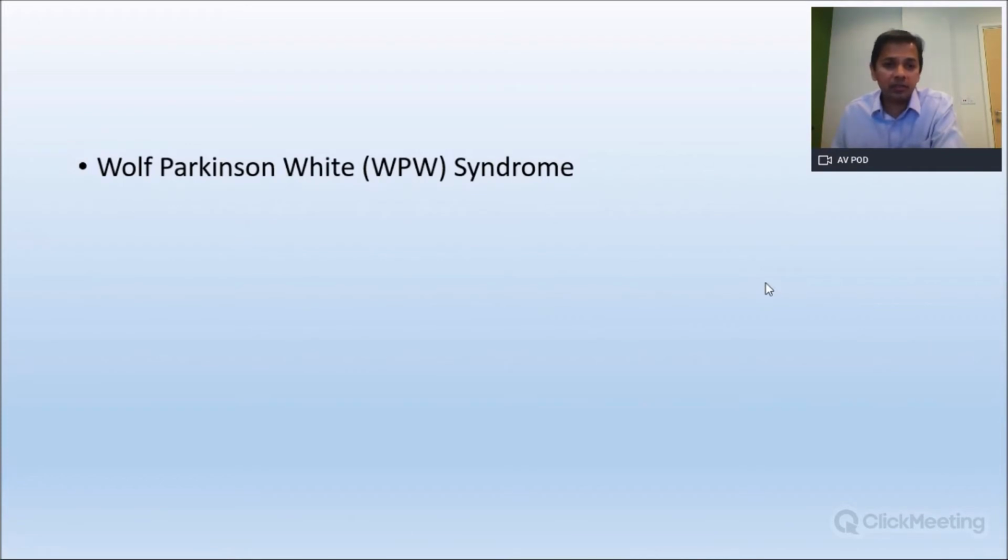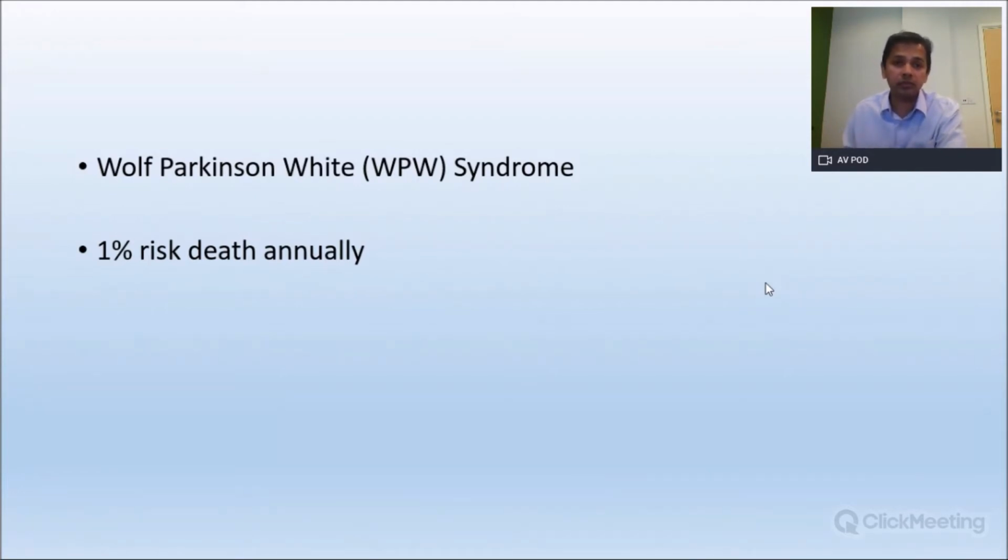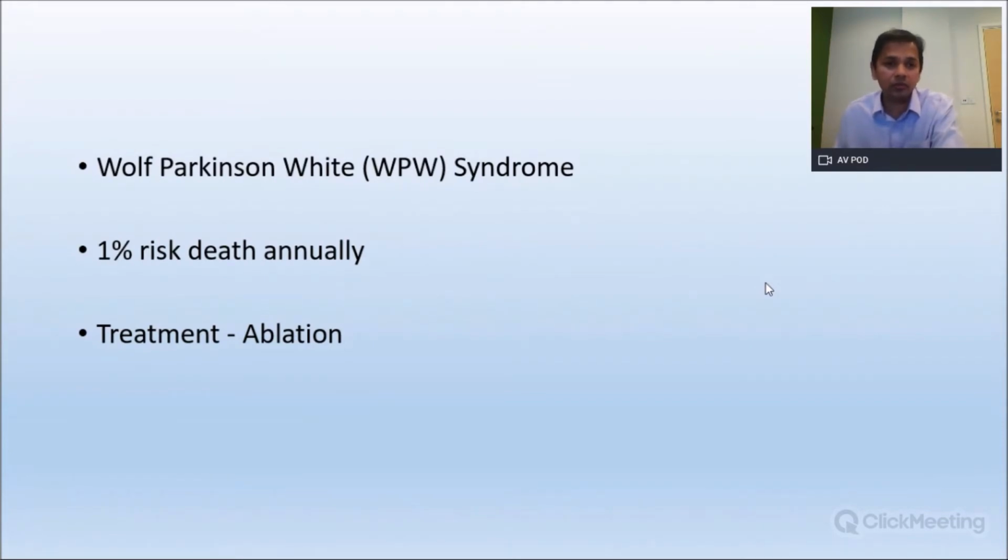What is the clinical significance? A patient who has WPW has a 1% risk of death annually, which is quite significant. So if you see a patient with a WPW ECG, you should refer to an electrophysiologist. And normally they will do ablation. It's quite a straightforward procedure, and the treatment is almost 100% successful.